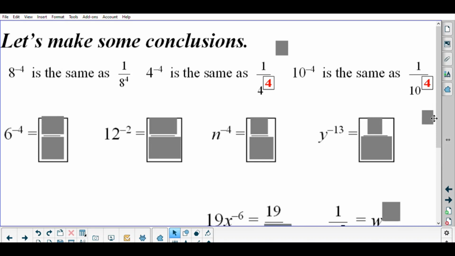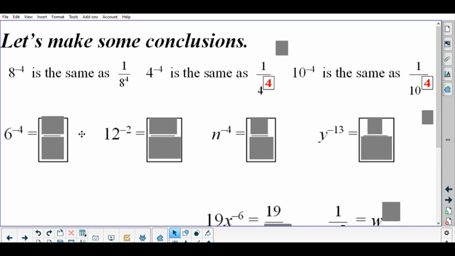Now, do the next set of examples on your own. I've already drawn the fraction bars for you. You need to fill out the numerator and fill out the denominator based on the patterns that you hopefully have been recognizing. So hit pause, do this last set of examples on the bottom of the first page on your own, then hit play when you're ready for me to go over the answers.